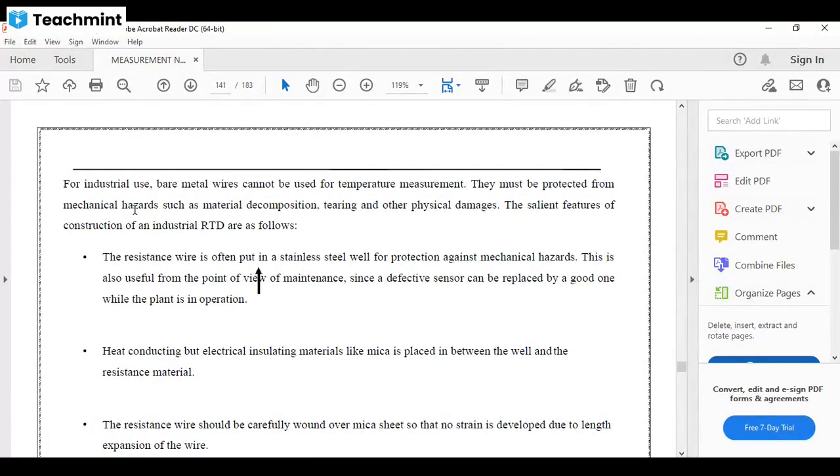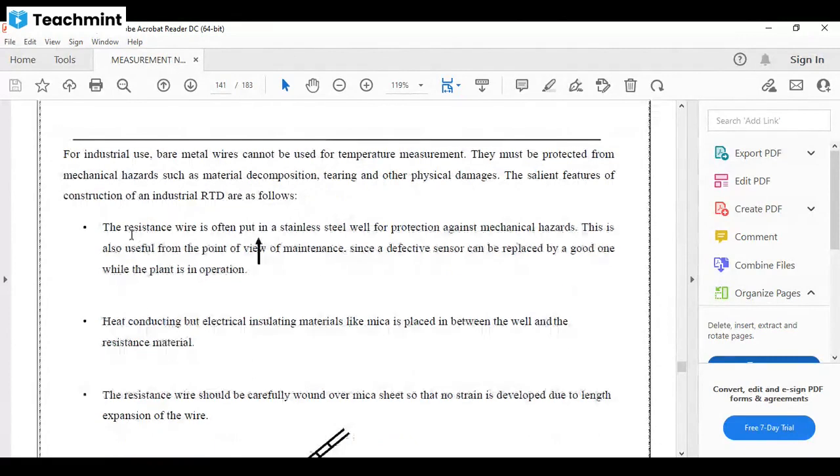For long time use, the salient features of the construction of the industrial RTD are as follows: the RTD can be put in a stainless steel oil for protection against mechanical hazard, and this is also useful from the point of view of maintenance, since a defective sensor can be replaced by a good one while the plant is in operation.